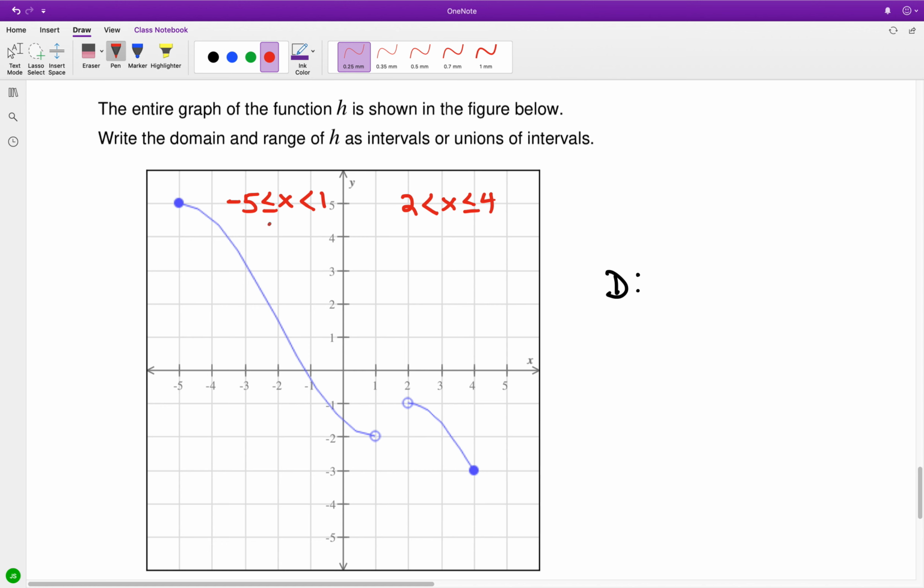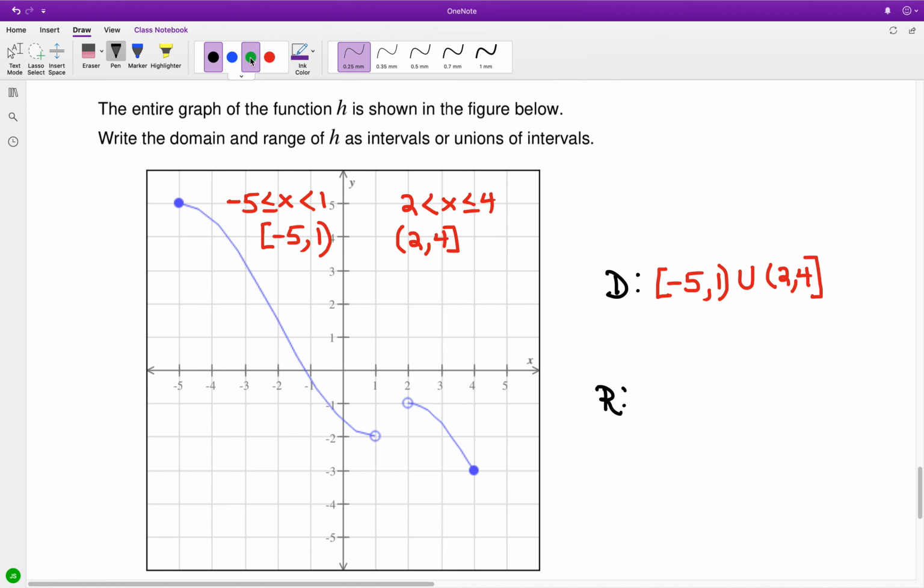And for the interval notation, we have -5 is less than or equal to x, so -5 is in the bracket. 1 is going to be in the parenthesis. And then for the second portion of the graph, you have 2 in parenthesis and 4 in the bracket. And we're going to join these regions. So for the domain, we have between -5 and 1, in union with those values of x greater than 2 and in turn less than or equal to 4.